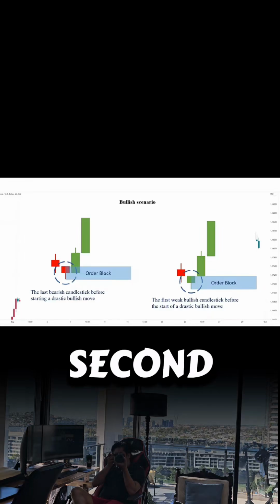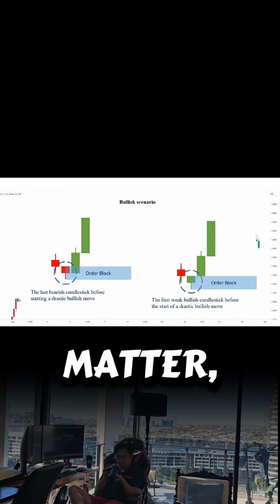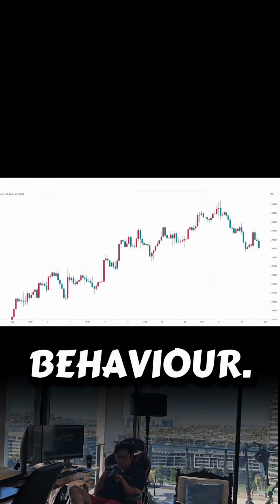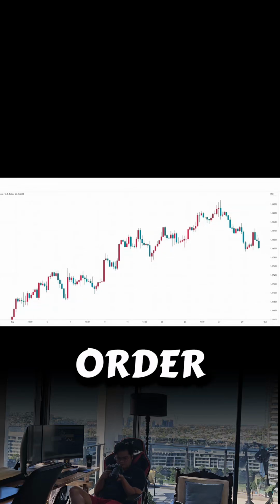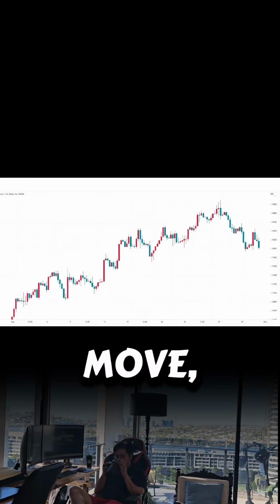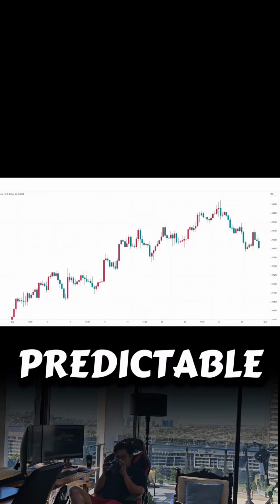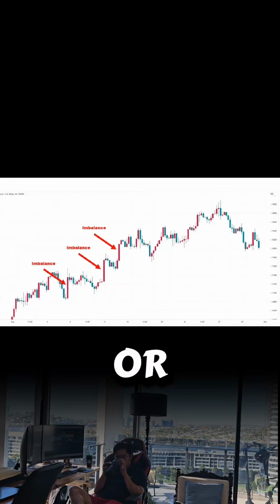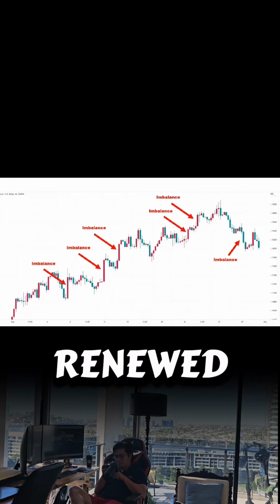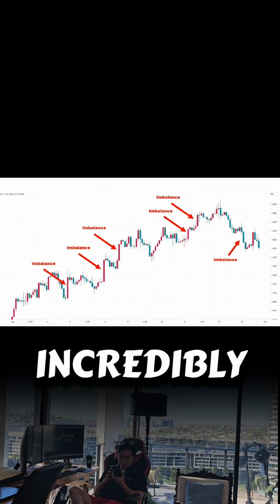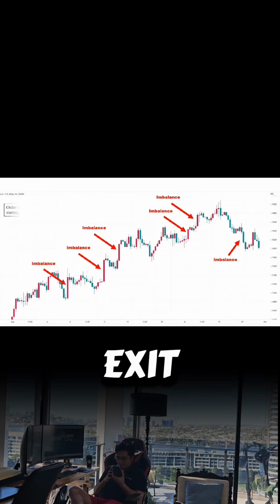That brings us to the second big reason why order blocks matter, their retest behavior. When price revisits an established order block, especially after a strong move, it frequently reacts in a predictable way, either reversing sharply or continuing its trend with renewed strength. This makes them incredibly valuable for both entry and exit strategies.